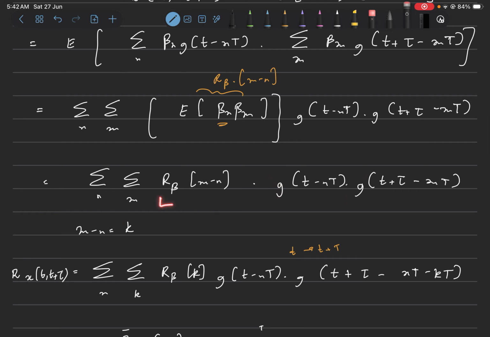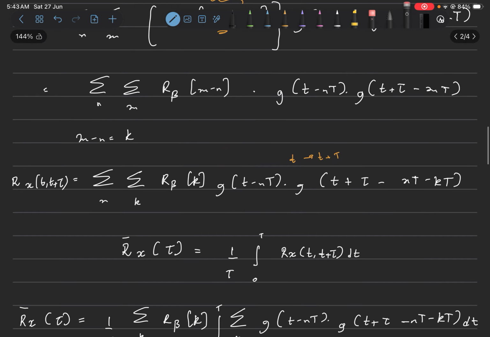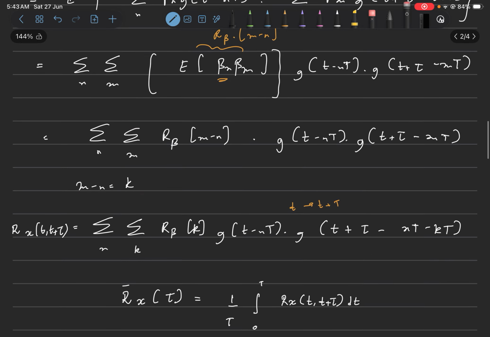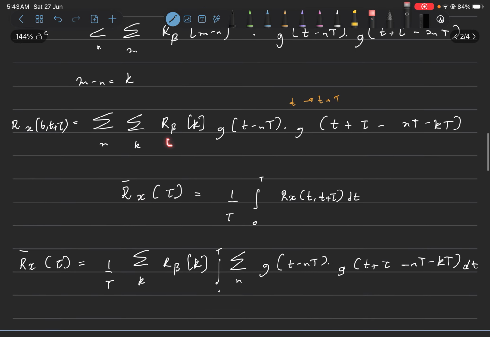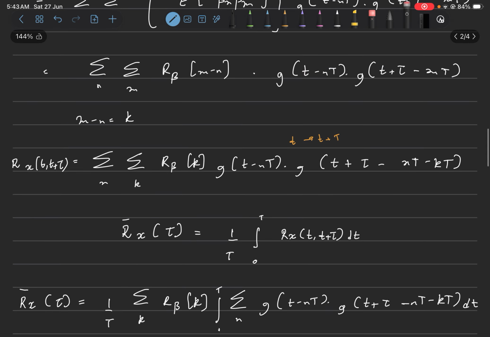So we have the autocorrelation function at a delay of m minus n, the difference between these two time indices, for beta n times beta m. The expectation of this, by the definition of the cross-correlation function, or autocorrelation function, depends on the delay between these two time indices, which is m minus n. We denote the delay by k, so the summation on m becomes the summation on the delay k, and this becomes r beta of k.